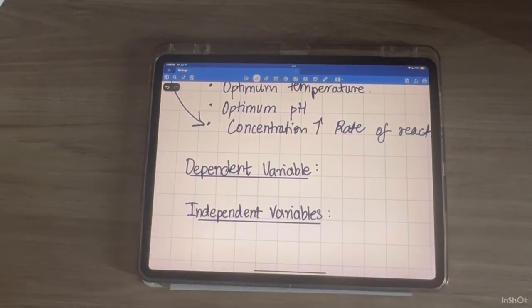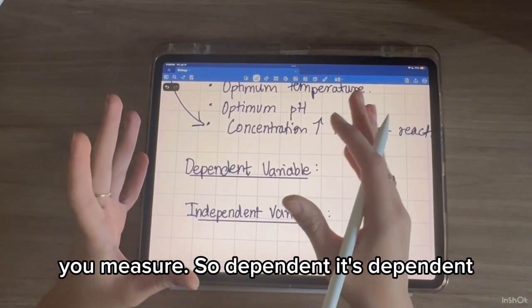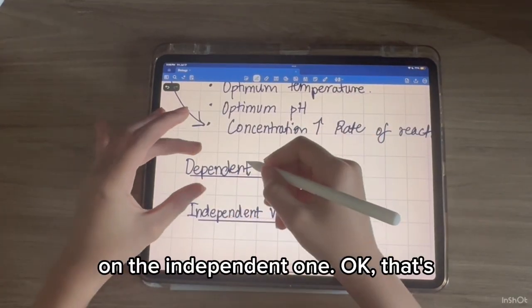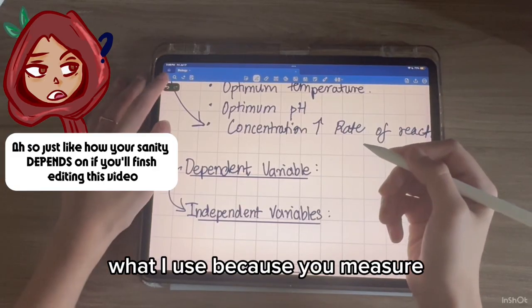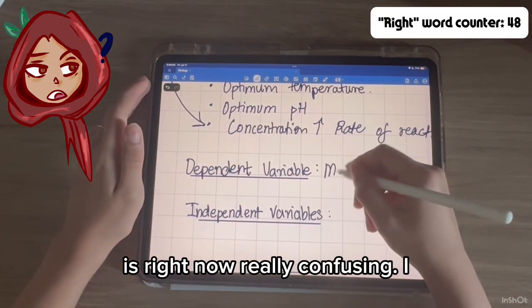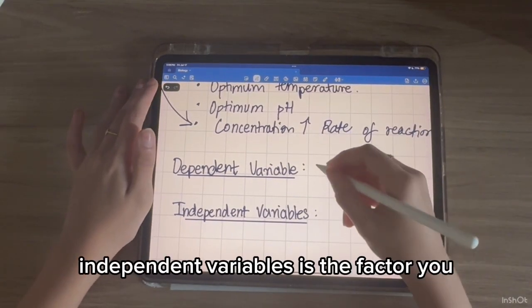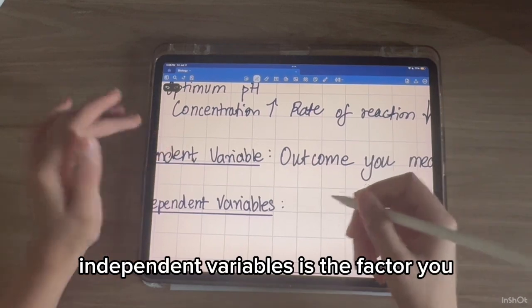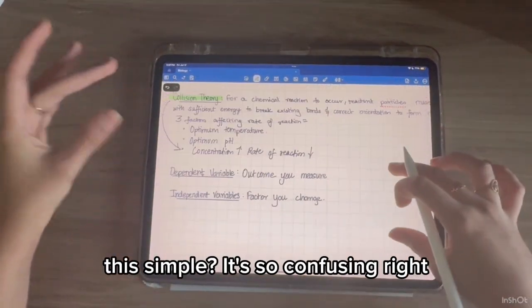Now, dependent variable is the outcome you measure. So dependent, it's dependent on the independent one. That's what I used because you measure what is dependent, right? So this is right now really confusing, I know. The outcome you measure, and independent variable is the factor you change. Now, how do we make this simple? It's so confusing right now.